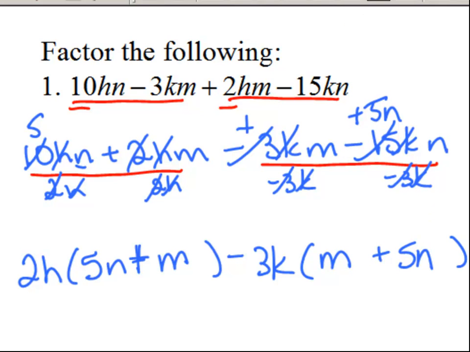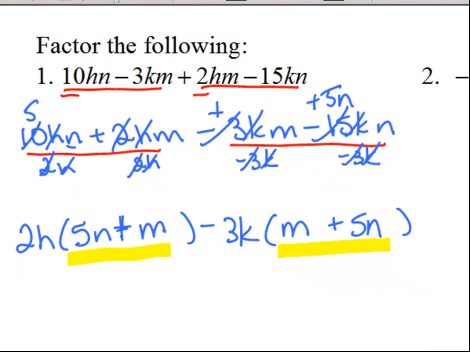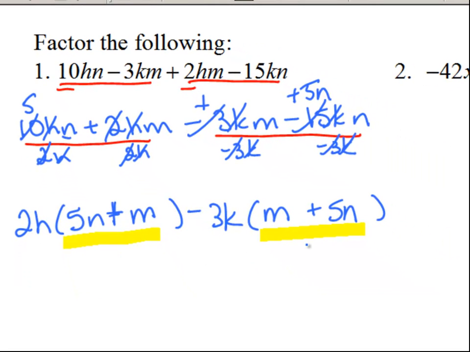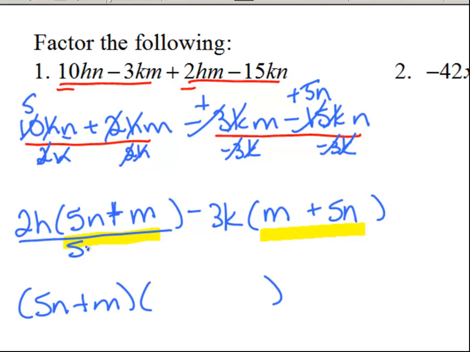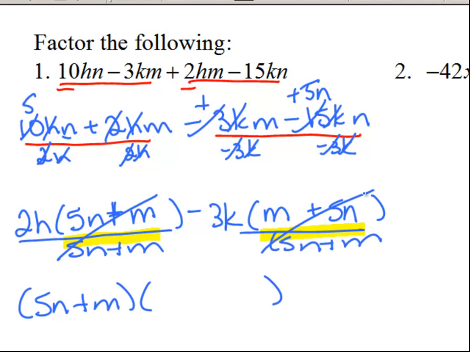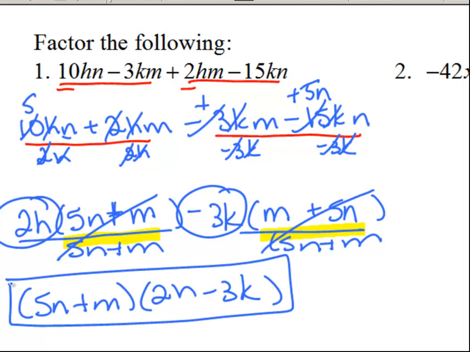Now, this is what you really want to make sure. Do those match exactly? Well, yeah, they do. They're just in the wrong order, but addition is commutative, so 5N plus M is the same as M plus 5N, so we can keep going. Right? So now, what I've highlighted in yellow becomes the GCF of both groups, and if I divide each group, what do you have left? You have 2H minus 3K. And that's your final answer.